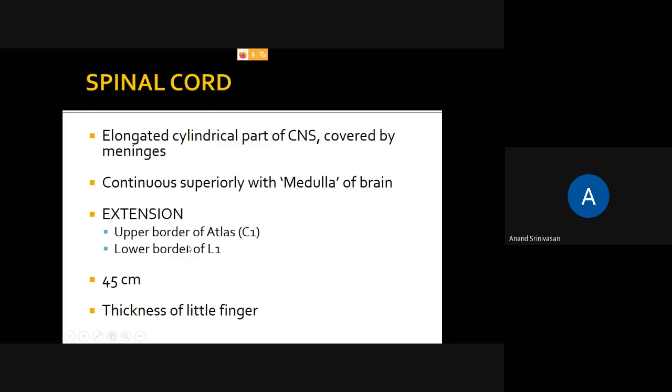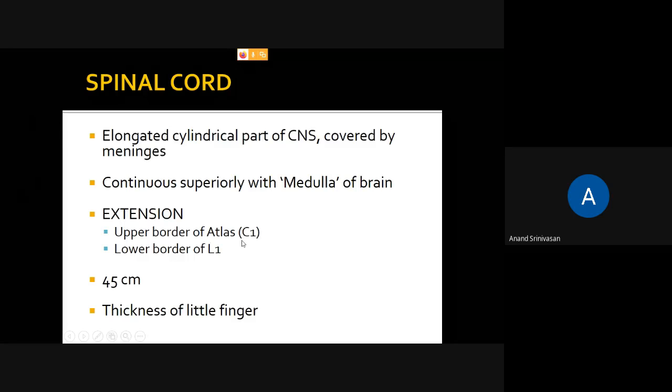It extends from the upper border of the atlas. What is the atlas? The C1 vertebra is called the atlas. So it extends from the upper border of C1 to the lower border of L1 in adults.